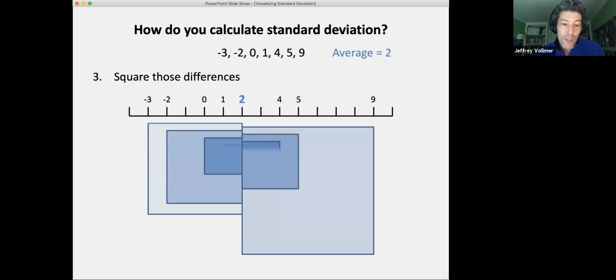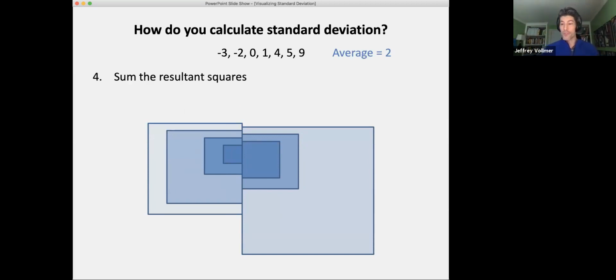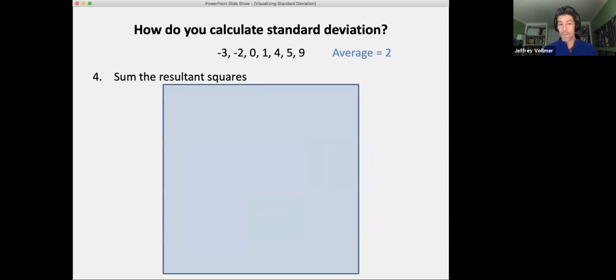Okay, so I've made little squares here. Now that we have all those square sizes, the fourth step is to add up the squares. So we had 25 and 16 and 4 and 1 and 4 and 9 and 49. We've got to add those up. You can take my word for it, or you can check on your own. The sum of those will be 108.